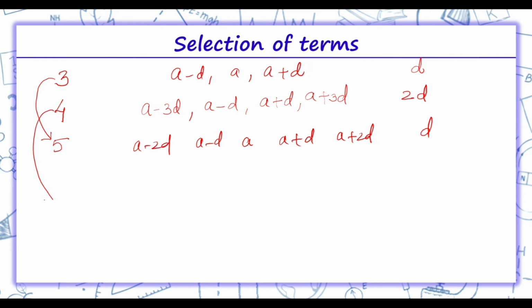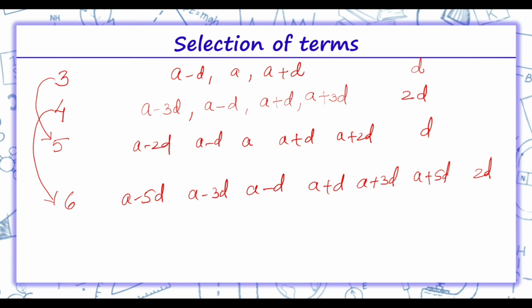But if this is 6, that is an even number, so again we will write everything. Now it will be a minus 5d, a minus 3d, a minus d, a plus d, a plus 3d, a plus 5d. So over here the common difference is what? 2d. So for even number of terms, the common difference which we will take will be 2d. But for an odd number of terms in AP, the common difference will be d. So based on this concept, we can find our arithmetic progression, that is, we can find our sequence.